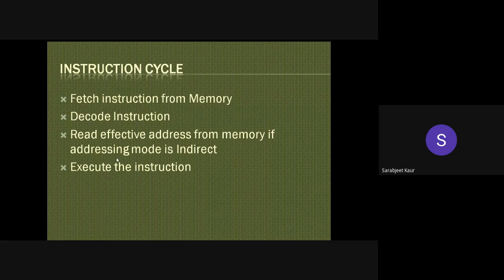So when I have crossed all these phases, I already have my instruction and I have decoded it. I now know what is the operation to be performed, where the operand is located, and now I can finally go and execute the instruction. Is this clear? So the fourth and the final phase is the execution.